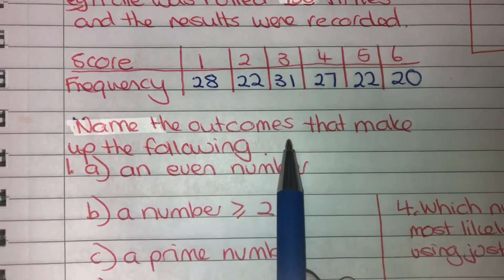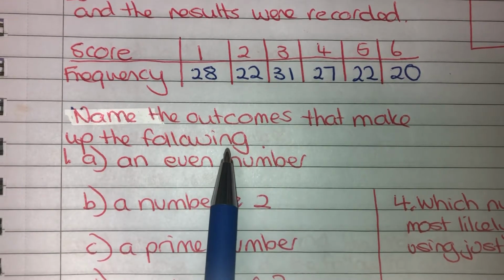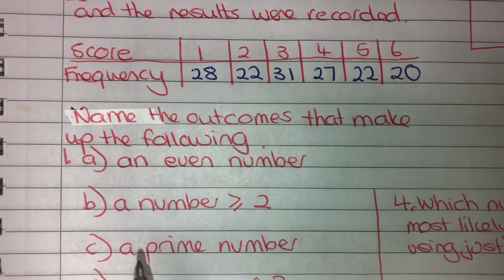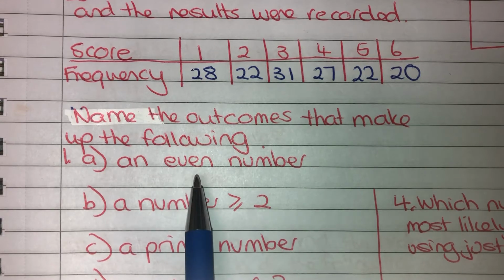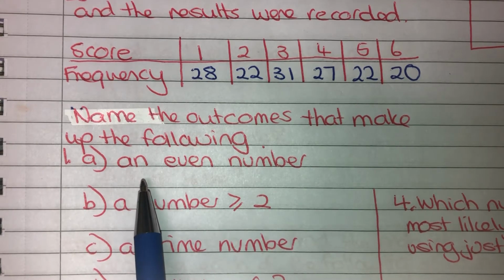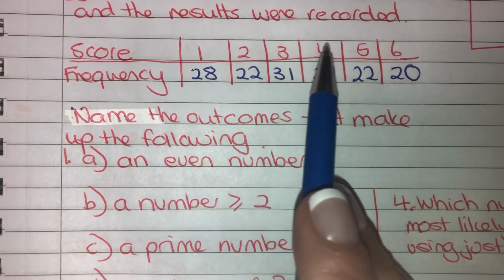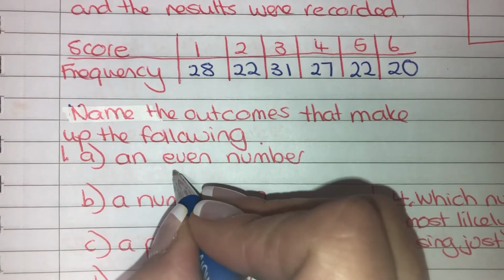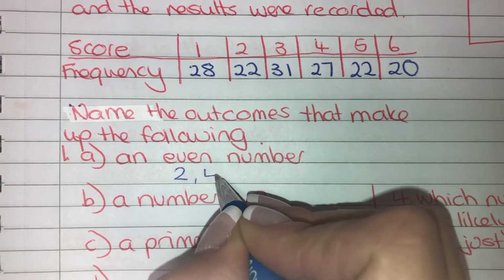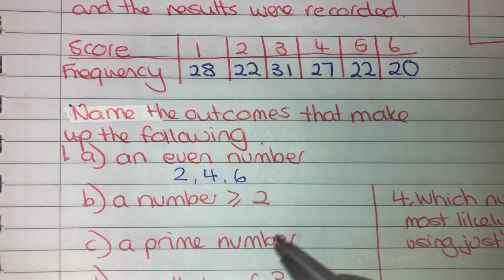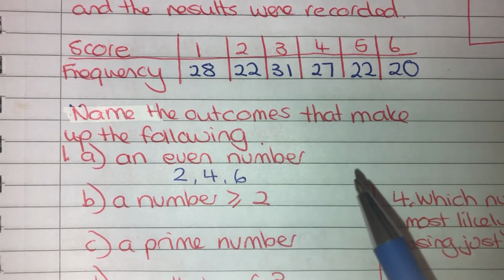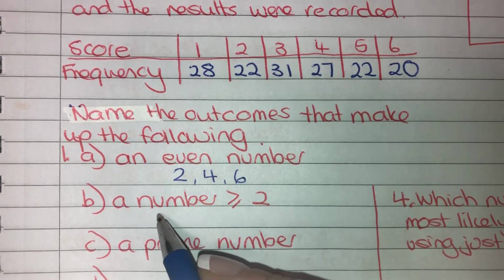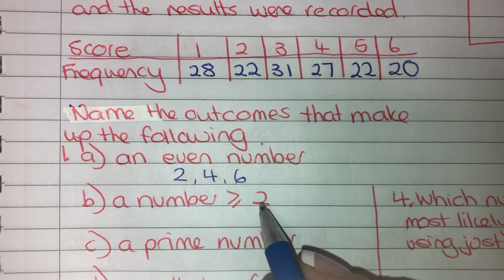Okay, name the outcomes that make up the following. So make sure you read the question properly when you're doing this. You don't have to work out any information at this stage. You just have to write down what you could possibly get. So an even number, we're looking at the red. So you could get, to be part of this group, a 2, a 4, or a 6. You can't get an 8 because it's not part of the group, and you can't get a 3 because it's not an even number.